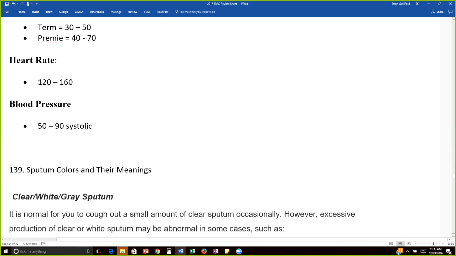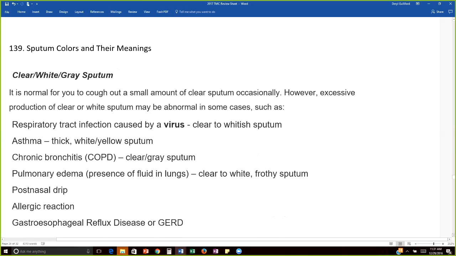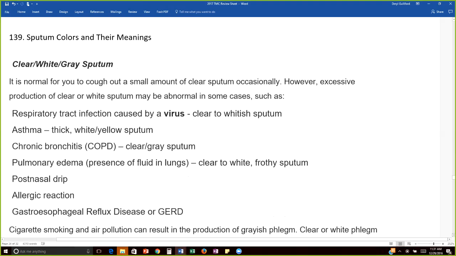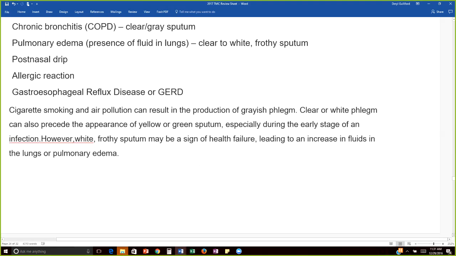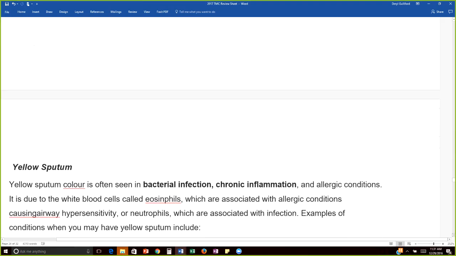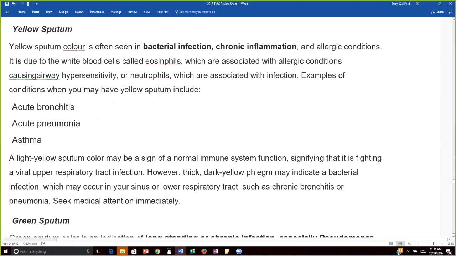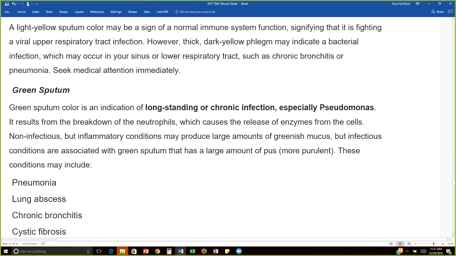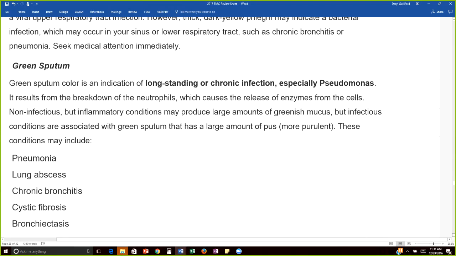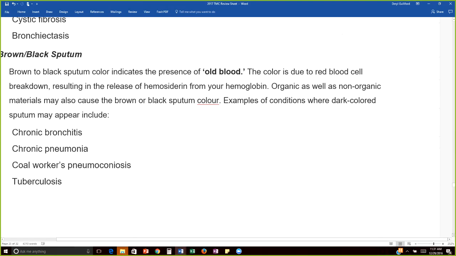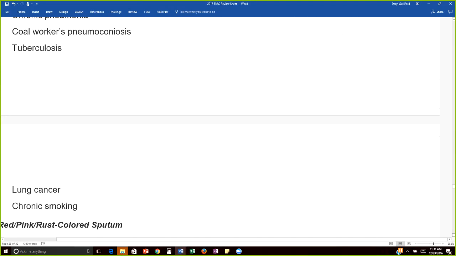Here are all the different sputum colors and their meanings. Clear, white, or gray, that might be normal, or it might be a viral infection. Yellow, that's bacterial infection or chronic inflammation. Green is long-standing chronic infection, especially Pseudomonas infection. Brown or black sputum, that's old blood in the sputum. Lung cancer.